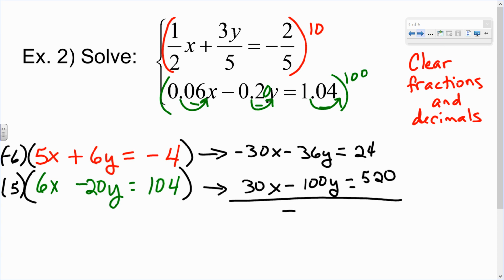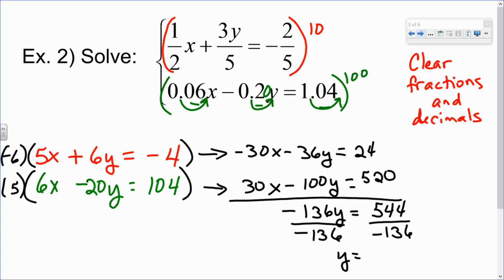Now combining those, negative 136y is 544. And somebody help me out with the division on your calculator real fast. If I divide both sides by negative 136, what is that giving me for y? Anybody have that on your calculator yet? So it's like a 4. I think it will be a negative 4 since I had a positive and a negative. So thanks for helping me out there.